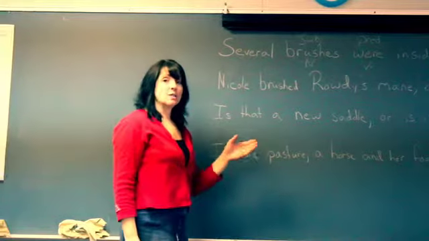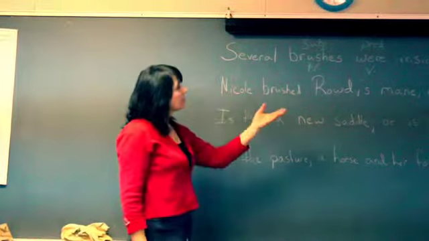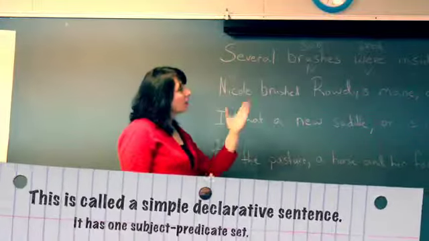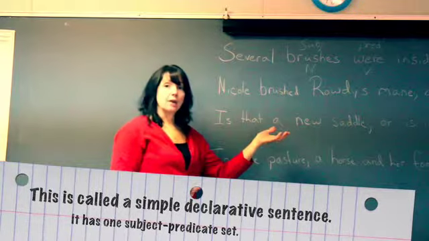So that means we have one independent clause. It makes sense all on its own. Several brushes were inside the barn. So that's all we have. Notice we don't have any commas. The only punctuation we have is a period at the end.